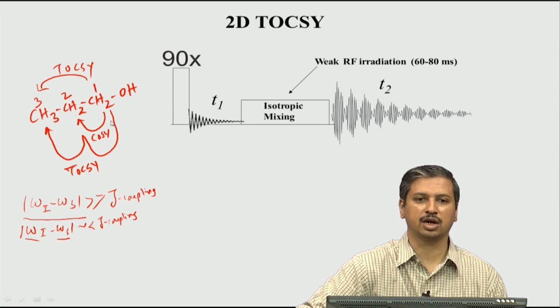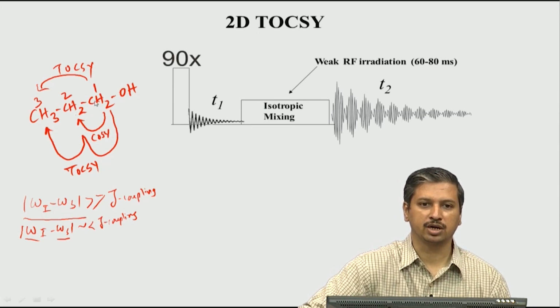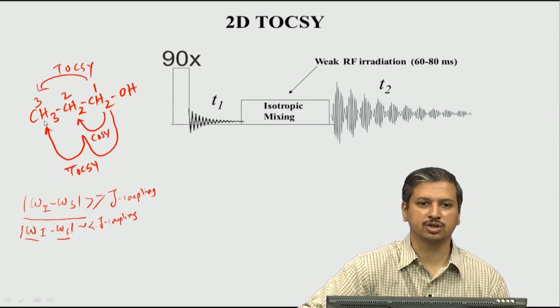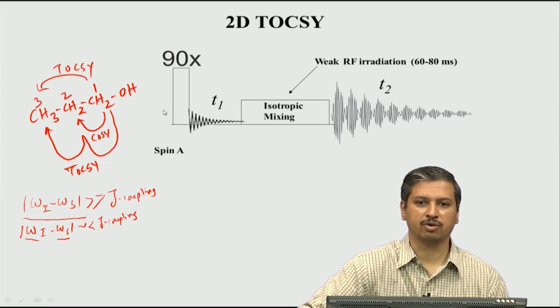So, this is the basic idea in a TOCSY, and the advantage here is that you get interaction between all the hydrogens which are coupled to each other. Okay. So, we will look at that now. So, let us say mathematically, let us see what happens.